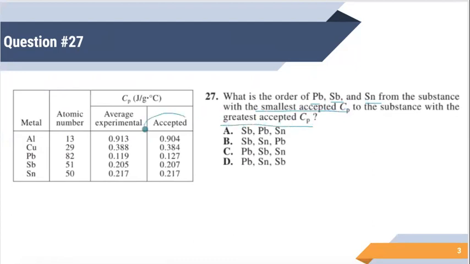Okay, we're looking at accepted CP, so we know that we'll be looking at these values here. And we're looking at PB, so this guy here, SB, this guy here, and SN, this guy here. They're asking what's the order from the smallest CP to the greatest. So the smallest of these three would be PB. This one's the smallest. And then the next one would be SB. And then the last one would be SN. So it should be PB, SB, SN, which your answer for 27 is C.